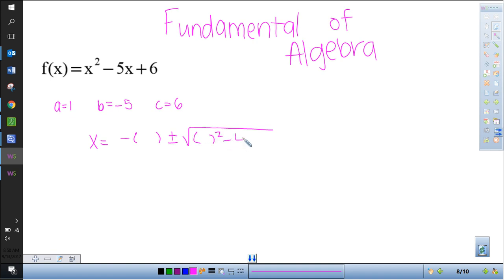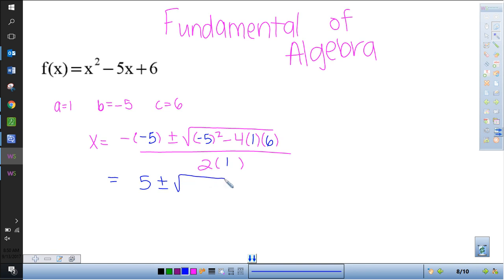I go to plug it into my quadratic formula of -b plus or minus the square root of b squared minus 4ac all over 2a. I always use parentheses when plugging into the quadratic formula to help me keep track of my negatives. And so I get positive 5 plus or minus the square root of 25 minus 24 over 2. And so I get 5 plus or minus the square root of 1. But the square root of 1 is 1.